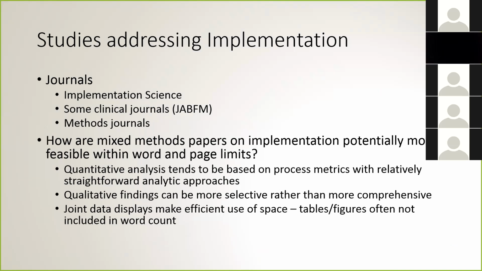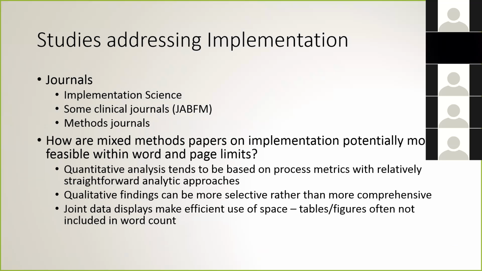And then there are method-specific journals as well. So how are mixed methods papers in implementation potentially more feasible within word and page limits, even those in the 4,000-word range? The quantitative analysis for implementation studies tends to be based more on process metrics with relatively straightforward analytic approaches, descriptive statistics, not terribly complicated analyses that take a long time to explain.